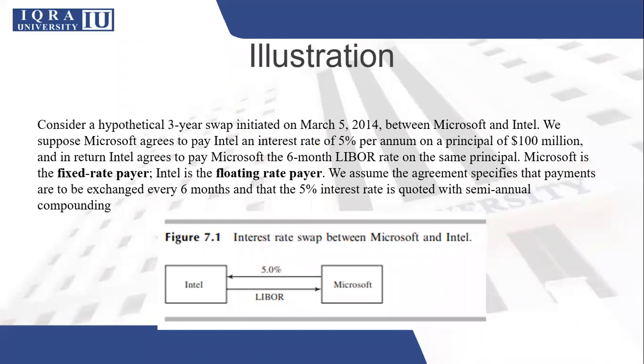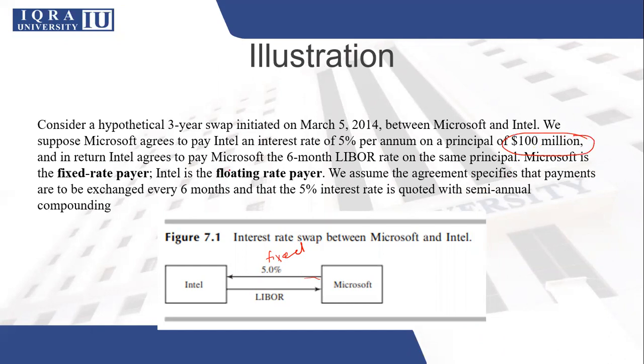Now we're going to look at this example in order to understand how a swap works. Consider a hypothetical 3-year swap initiated on March 5, 2014 between Microsoft and Intel. We suppose Microsoft agrees to pay Intel an interest rate of 5% per annum, which is fixed, on a principal of $100 million. So this is a notional principal. It is not going to be exchanged. It is just used for calculation purposes.